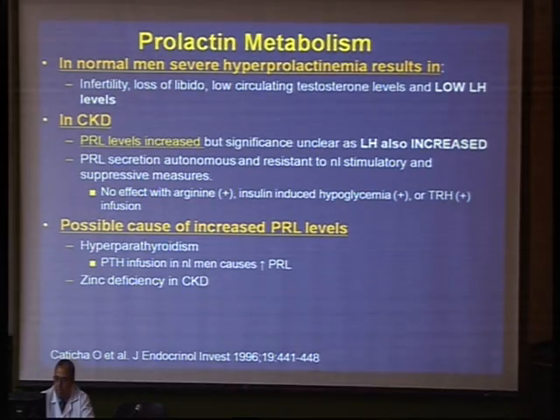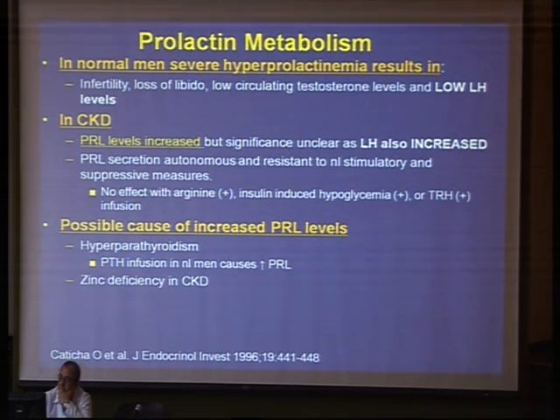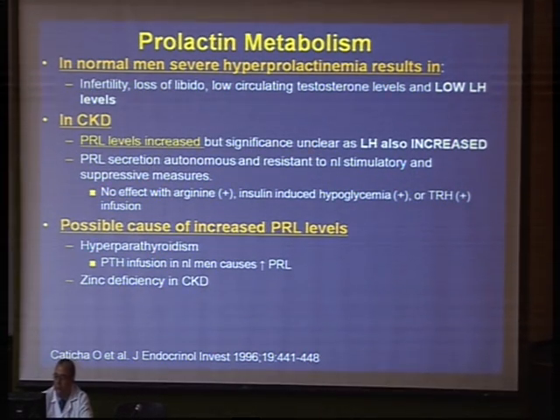What about prolactin here? All of you know prolactin is increased. This sometimes comes from hyperplasia, adenoma, or microadenoma of the pituitary. This is the case of prolactinoma or hyperprolactinemia that leads to galactorrhea and gynecomastia in men, and galactorrhea with engorgement of the breast in females. In normal men, severe hyperprolactinemia results in problems with fertility, loss of libido, low testosterone level, and low LH level. What about in CKD patients?